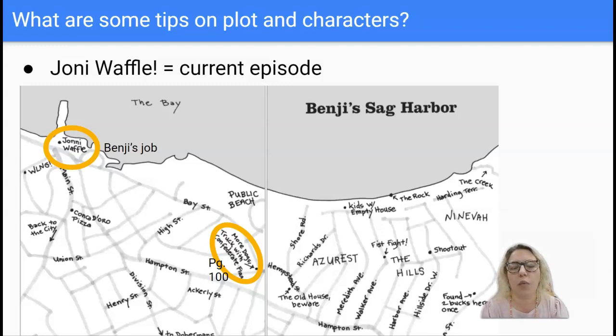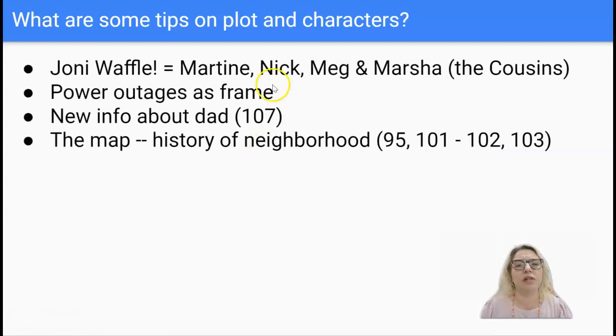He is walking from his house to Joni Waffle, and then he spends a lot of time at Joni Waffle, and we hear about some new characters there and some events that take place there. The new characters we meet at Joni Waffle are Martine, Nick, Meg, and Marcia. Martine is the owner of Joni Waffle, the immigrant from the Dominican Republic. Nick is a new character we haven't met yet. He works at Joni Waffle.